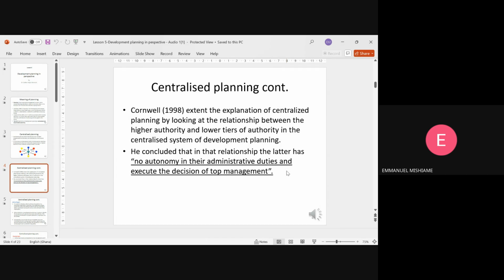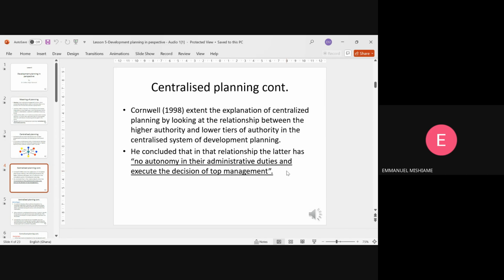They may exist. In some jurisdictions, there may be lower levels, but the lower levels don't have any power, any control over the use of their resources, over certain decisions that they are going to make. And so they rely on the central government or the central authority for everything.